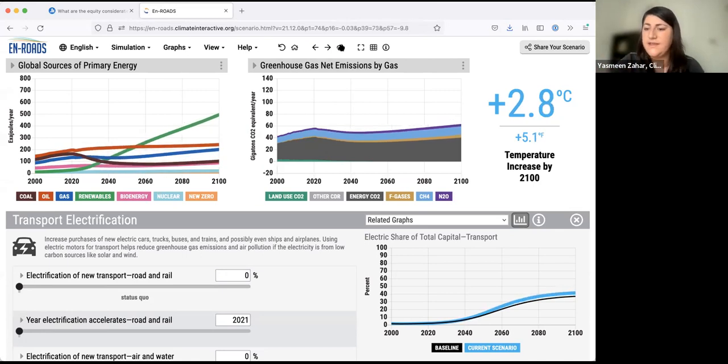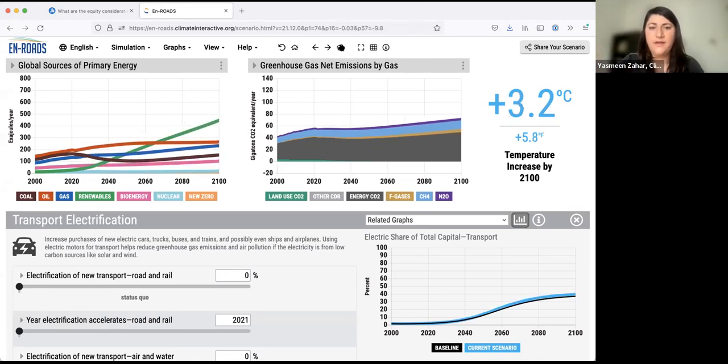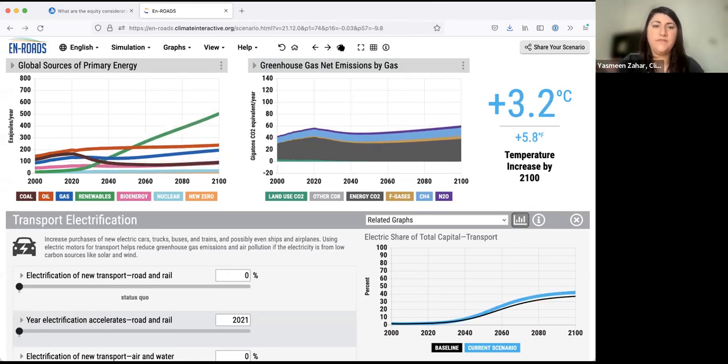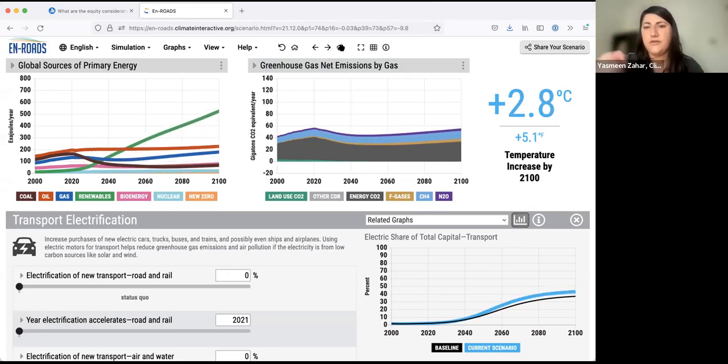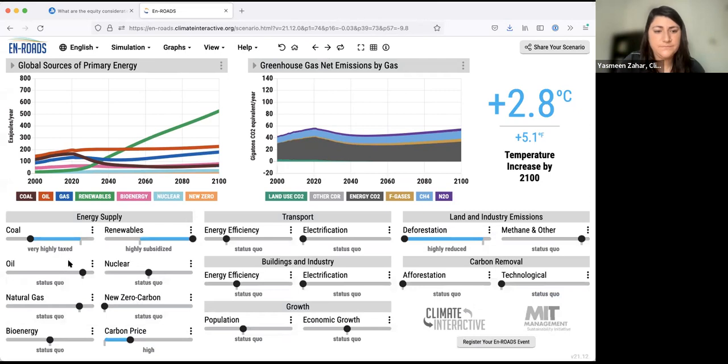So we see that, even in the baseline increasing, but we see that shifting away from oil allows it to increase even more, just kind of on its own. And so how can we complement that even more? And so we are at 2.8 degrees. We see that this wedge is starting to bump down.